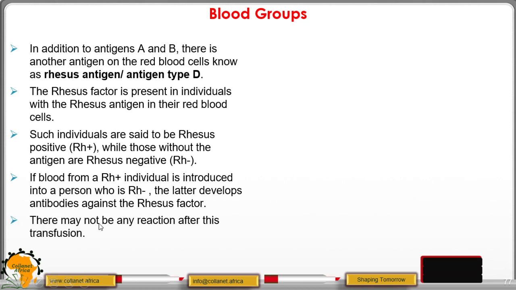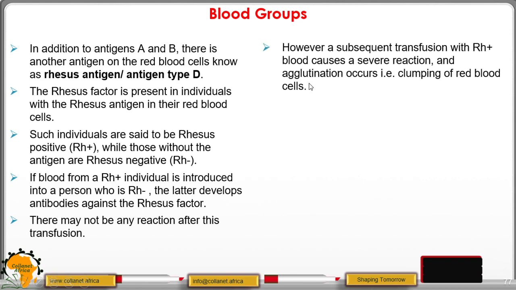There may not be any reaction after this transfusion. It might not have any effect, but the next blood transfusion with Rhesus positive blood causes a severe reaction and agglutination occurs. That is, the red blood cells join together such that there is no blood flow. That is likely to cause death.